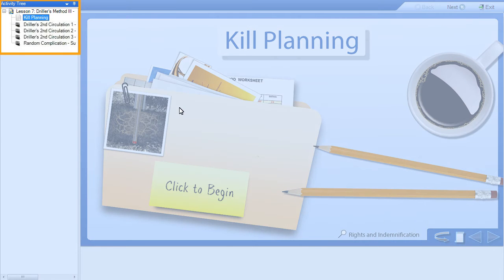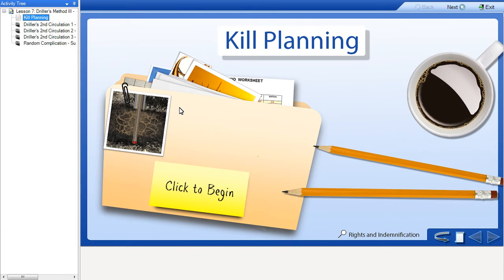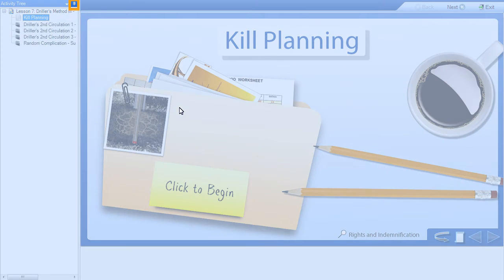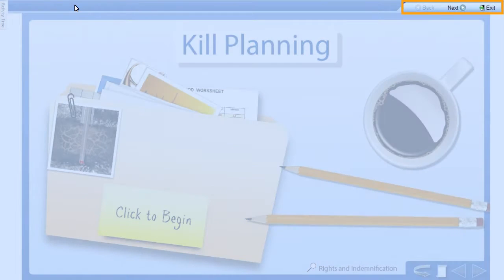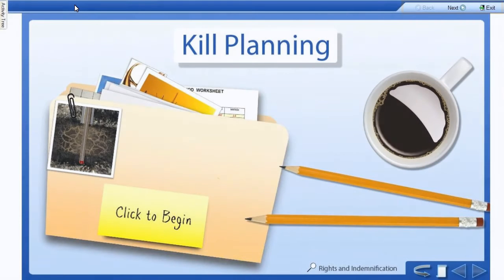Notice the activity tree on the left side of the screen. This window simply lists the courseware selected and allows you to select individual courseware items in lesson sequences. To minimize this window, click the pen icon. Also, note the Back, Next, and Exit buttons. You can use these as an alternative to clicking through the courseware items in the activity tree.